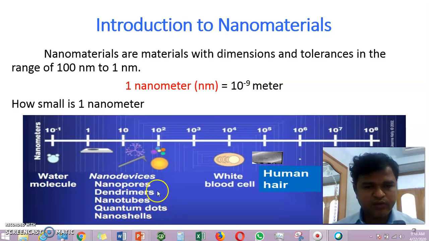We also have quantum dots and nanoshells. All of this we are going to see between the size of 1 nanometer and 100 nanometers. And we know the water molecule size is 10 to the power of minus 1 nanometer. Let's go to the next slide.